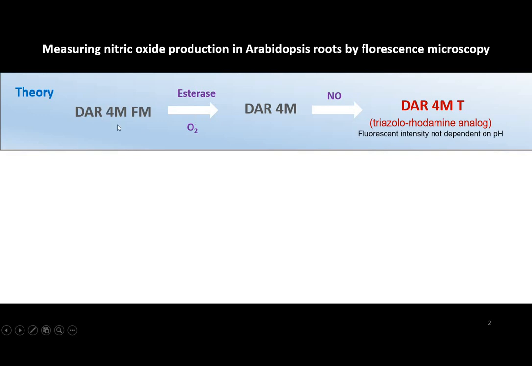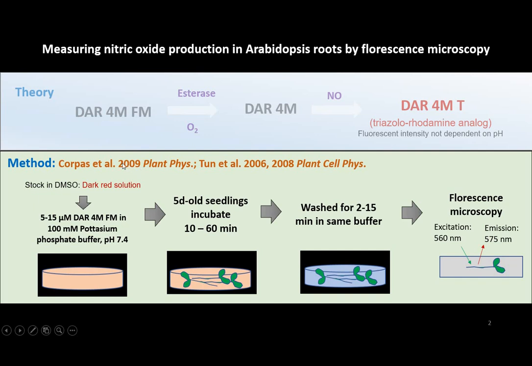So this is what happens in the presence of nitric oxide in the cells. In the presence of esterases and oxygen, this reacts and forms this DAR-4M product, and in the presence of nitric oxide, this forms DAR-4M T. This is a red fluorescent product.